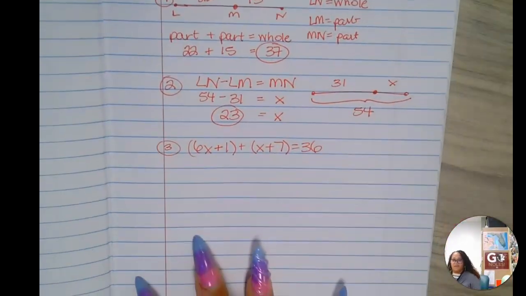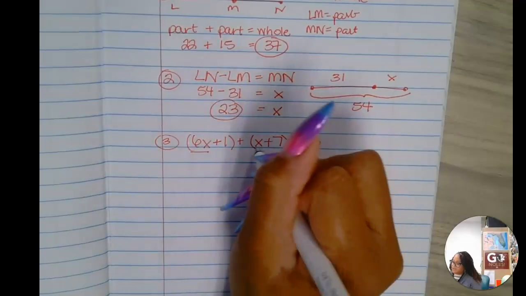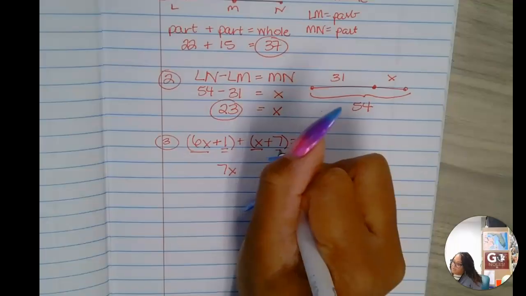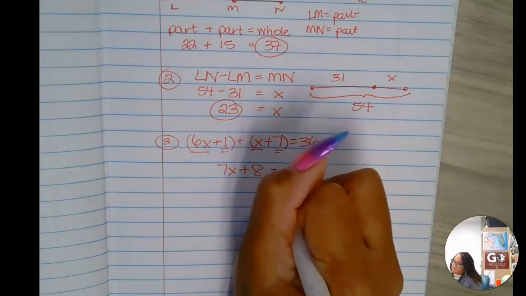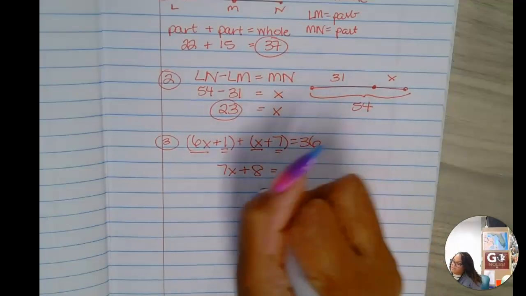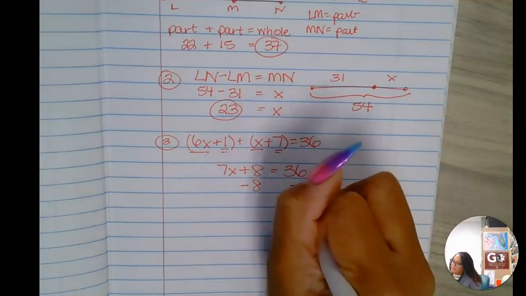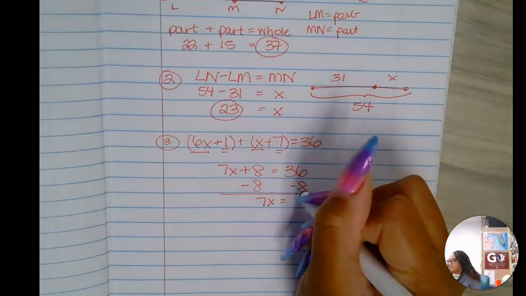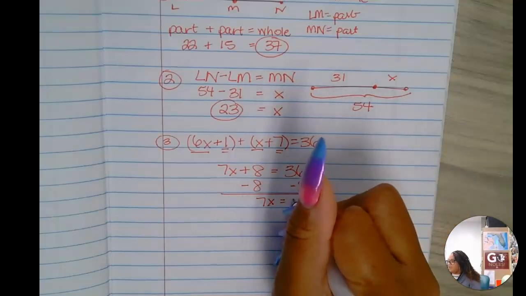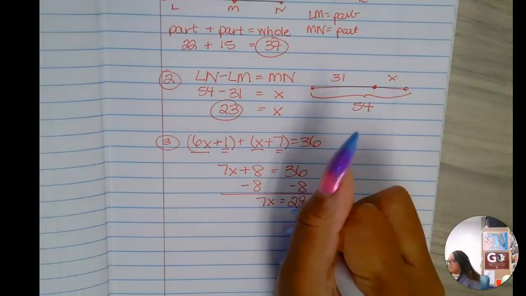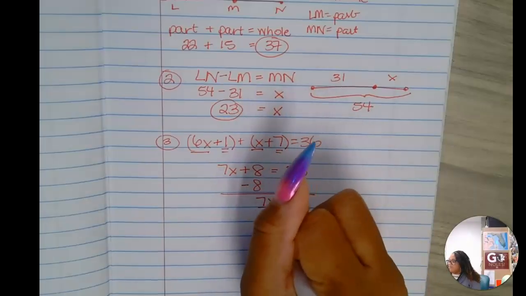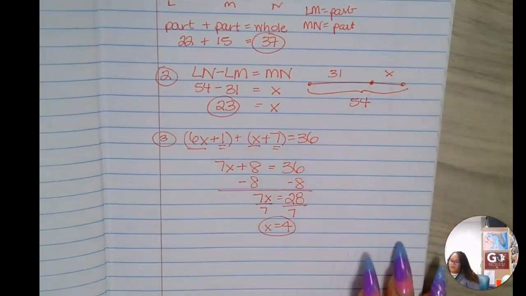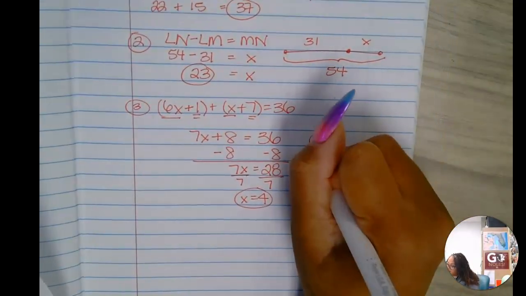And then we need to combine like terms like our note said. So 6x plus x is 7x. And then 1 plus 7 is positive 8. And all of that equals 36. Then we subtract 8 from both sides. Then it becomes 7x equals 36 minus 8, which is 28. Then divide by 7, x equals 4. Here it says to find x, and I did.